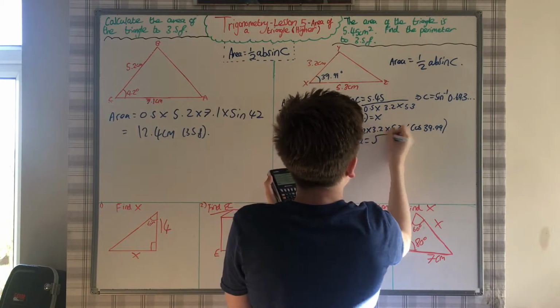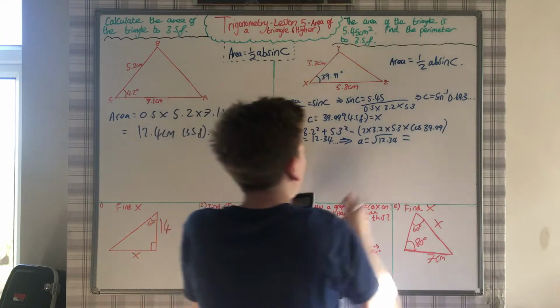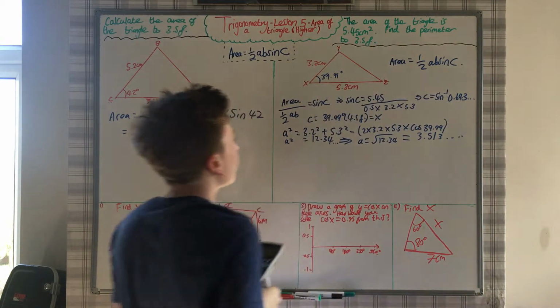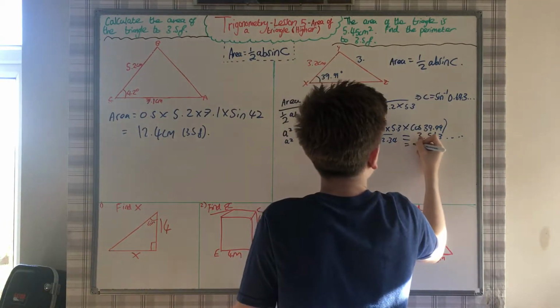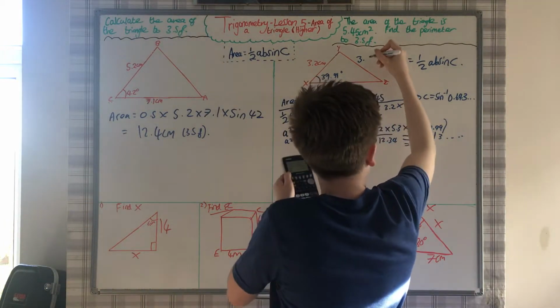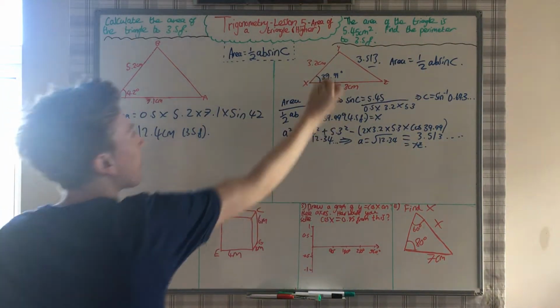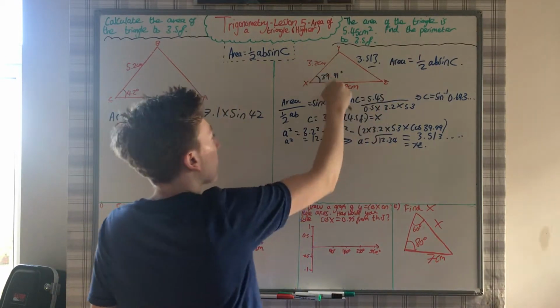And a is therefore the square root of 12.34, which is 3.513 and some more numbers. And that, remember, is this length here, which equals YZ. Okay, so now we have this length, and this length. We've not finished, we need to work out the perimeter, so we just add them all together.